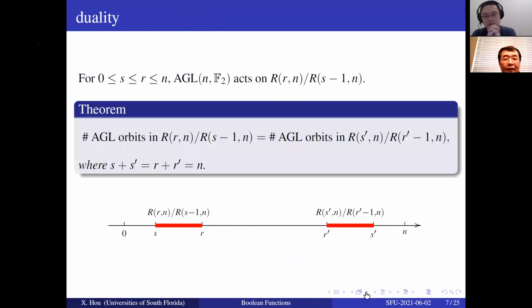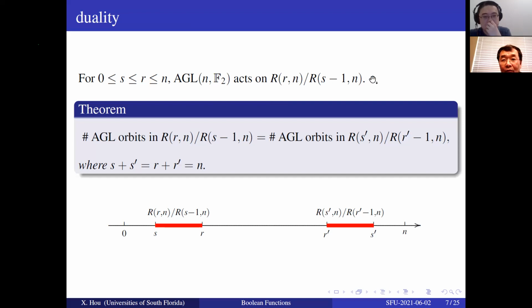All right. Here is a nice duality theorem. It says that, well, first, we know that the affine linear group maps the Reed-Muller code of any order to the Reed-Muller code of the same order. Therefore, the affine linear group acts on quotients of Reed-Muller codes. So if you look at this quotient, that's the R-th order mod the (S minus 1)-th order.